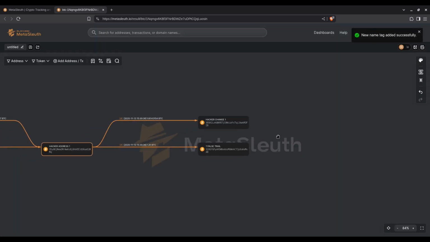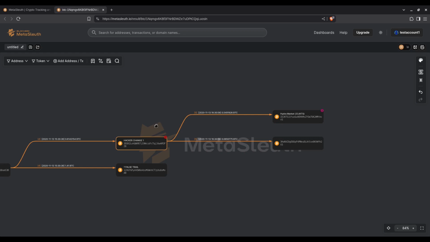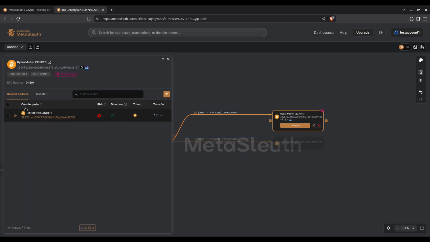Now, we'll start tracing the funds moved from the change address. Here we see something interesting. The attacker moved funds from their wallet to an address already identified as belonging to Hydra Market, a darknet marketplace. They were probably trying to either buy something illegal or mix the stolen funds. Hydra Marketplace was a Russian darknet market taken down in 2022 by US and German law enforcement.